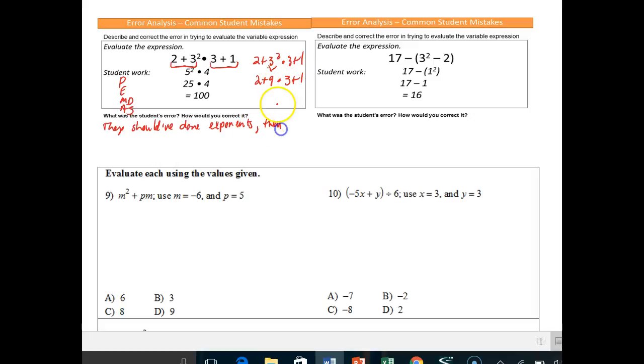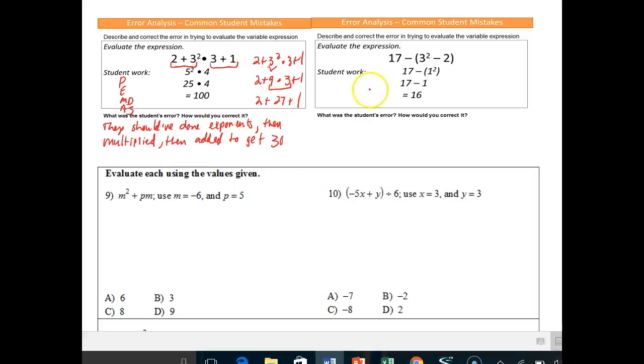Then multiplied, and what would we have multiplied? We would have multiplied, sorry, can't spell today, multiplied. We would have done 9 times 3, which is 27, so 2 plus 27 plus 1, and then added to get 30. Just 2 plus 27 is 29, plus 1 is 30.